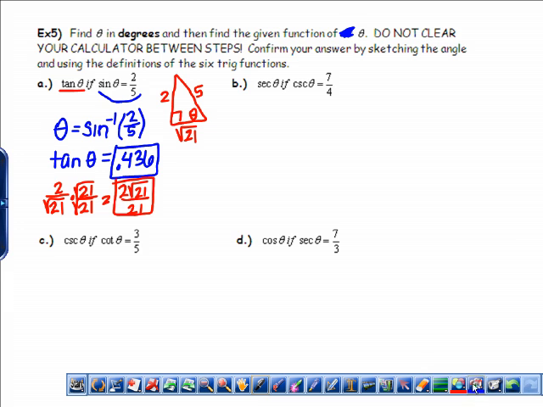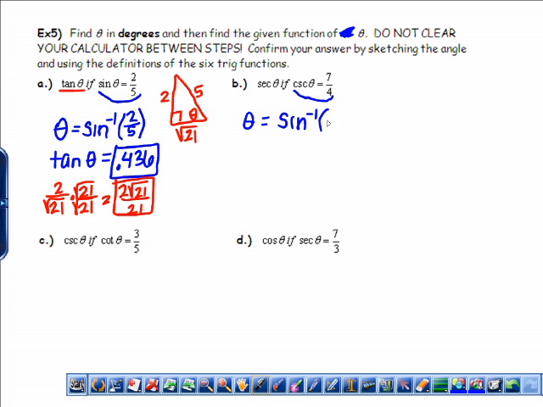Let's go ahead and do part B. I'm going to switch back to blue here. Alright, and I'm not going to focus too much on the confirming it part. I want to focus more on the calculator part since that's the new stuff. Alright, now to find this theta, we need to take arc cosecant of 7/4, which would be the same as arc sine of the reciprocal of 7/4.